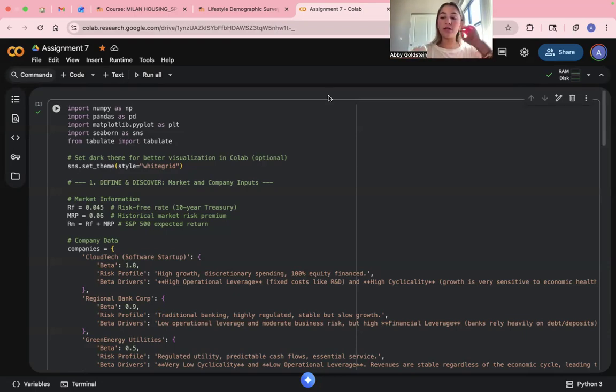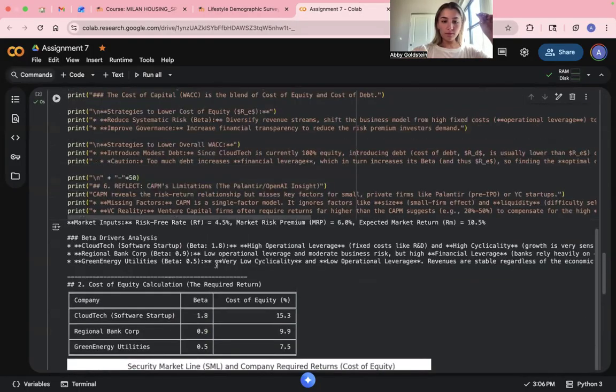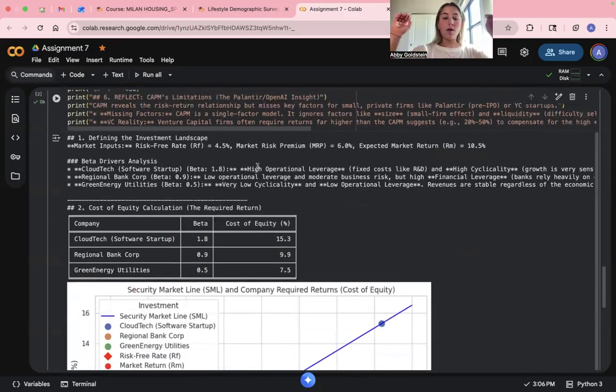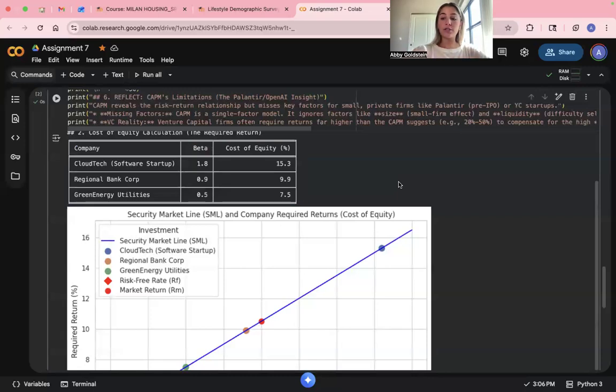So now we're going to dive into our core analysis. So I'm going to run the code. So this is the output. The CAPM formula, risk-free rate plus beta times MRP, gives us our required return. We see a clear direct relationship between beta and cost, right in this chart too. And we also have a graph. Cloud Tech has the highest required return because investors need to be heavily compensated for its high systematic risk.